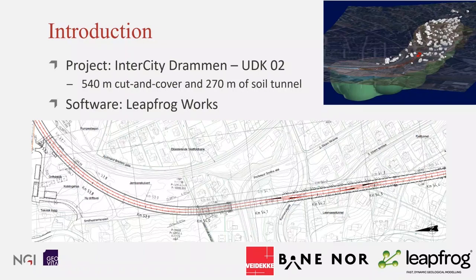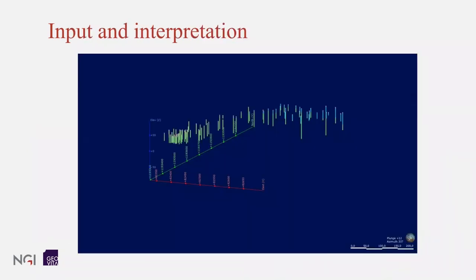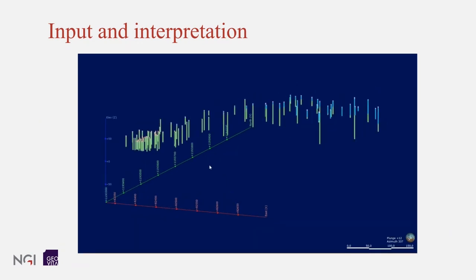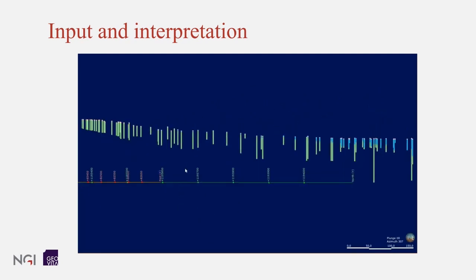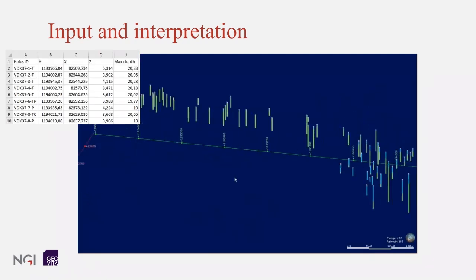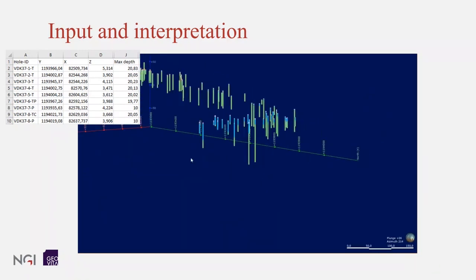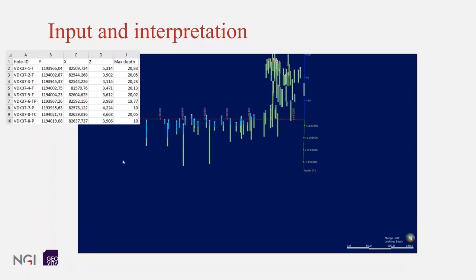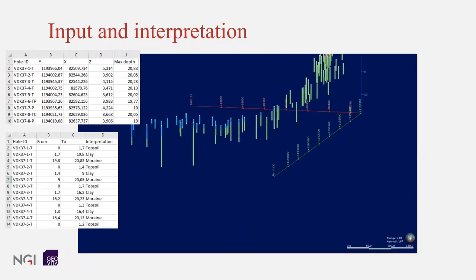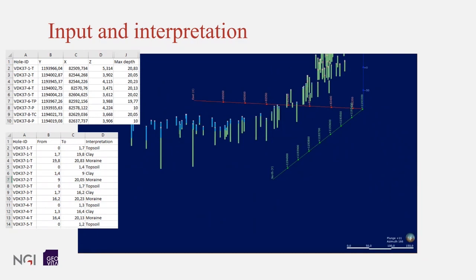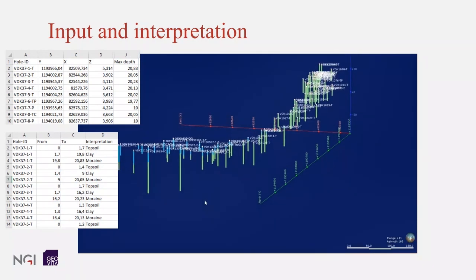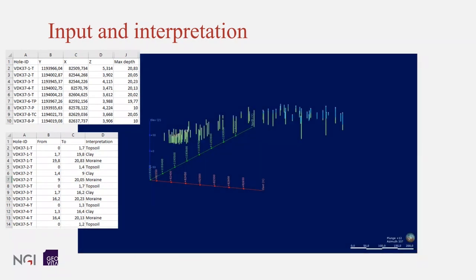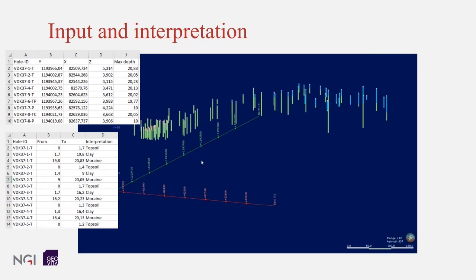The software we use to model the soil layering is called Leapfrog Works. The first thing you do in this software is import boreholes, which is quite easy. You import an Excel sheet with the coordinates, and this can be exported from most geotechnical databases and imported directly. Then I have another spreadsheet where I have the same borehole name and my interpretation. So I put that from 0 to 2 meters, it's topsoil, and then from 2 to 10 meters, it's clay, and so on. This is then your interpretation of the soundings conducted.